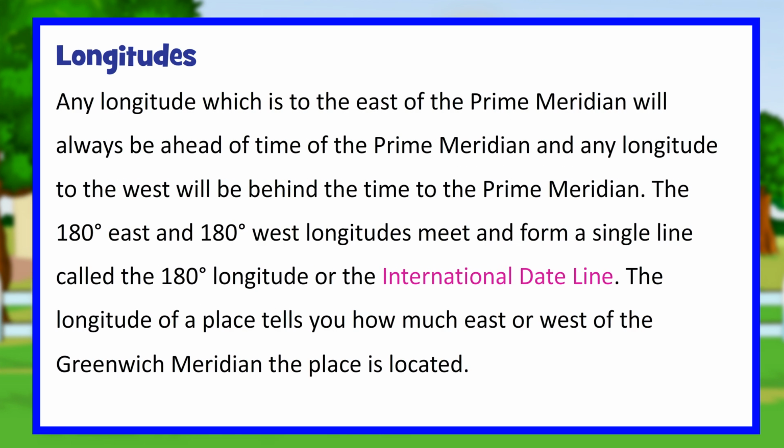Any longitude which is to the east of the Prime Meridian will always be ahead of the time of the Prime Meridian, and any longitude to the west will be behind the time of the Prime Meridian. The 180 degrees east and 180 degrees west longitudes meet and form a single line called the 180 degrees longitude or the International Date Line. The longitude of a place tells you how much east or west of the Greenwich Meridian the place is located.